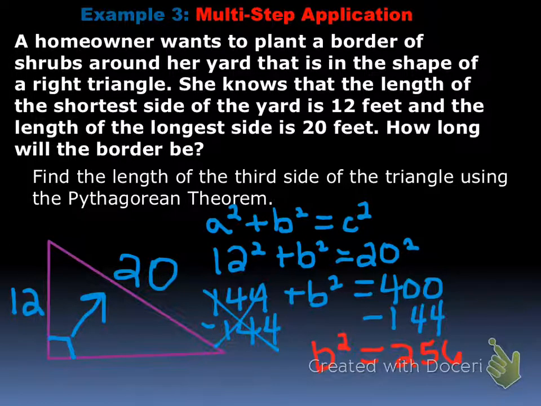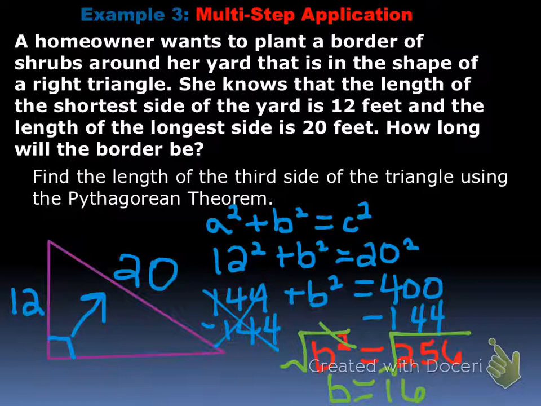Now don't forget the last step of solving an equation like this is we have to do the opposite of squaring something, which is taking the square root. So take the square root of both sides, and we get b is equal to 16.